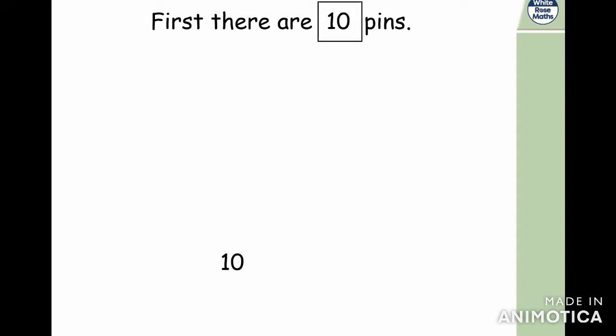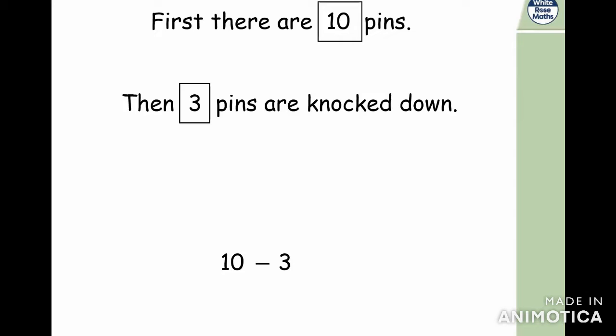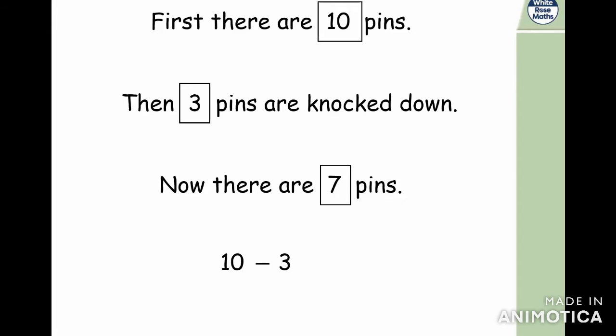First, there are 10. So our calculation starts with 10 as the whole. Then 3 pins are knocked down. So in our calculation we subtract 3. Now there are 7. So 10 subtract 3 is equal to 7.